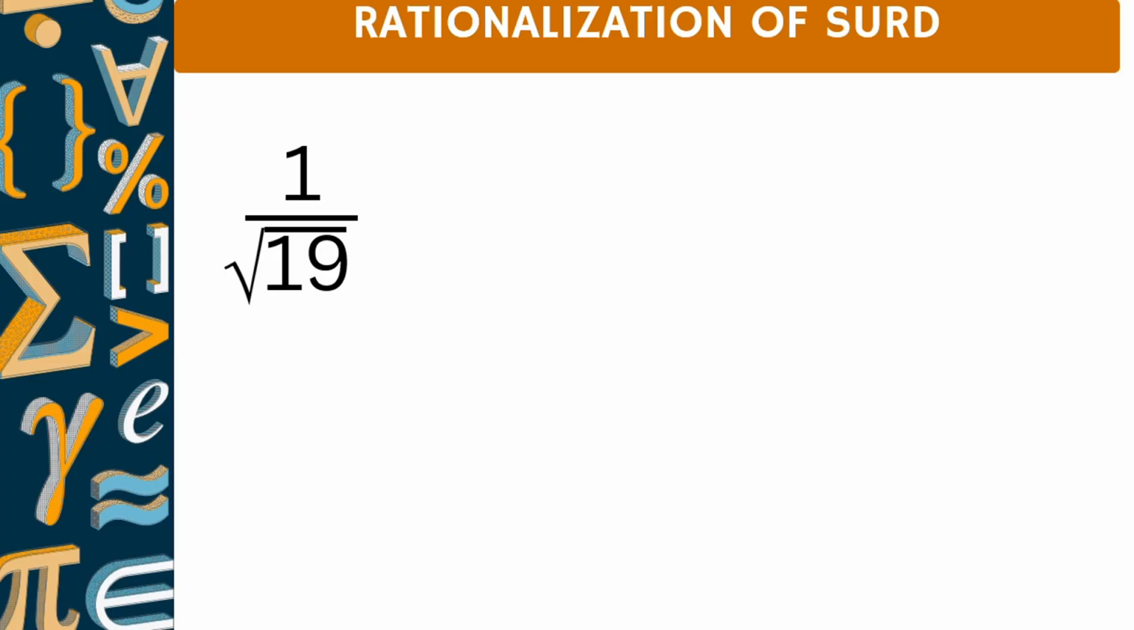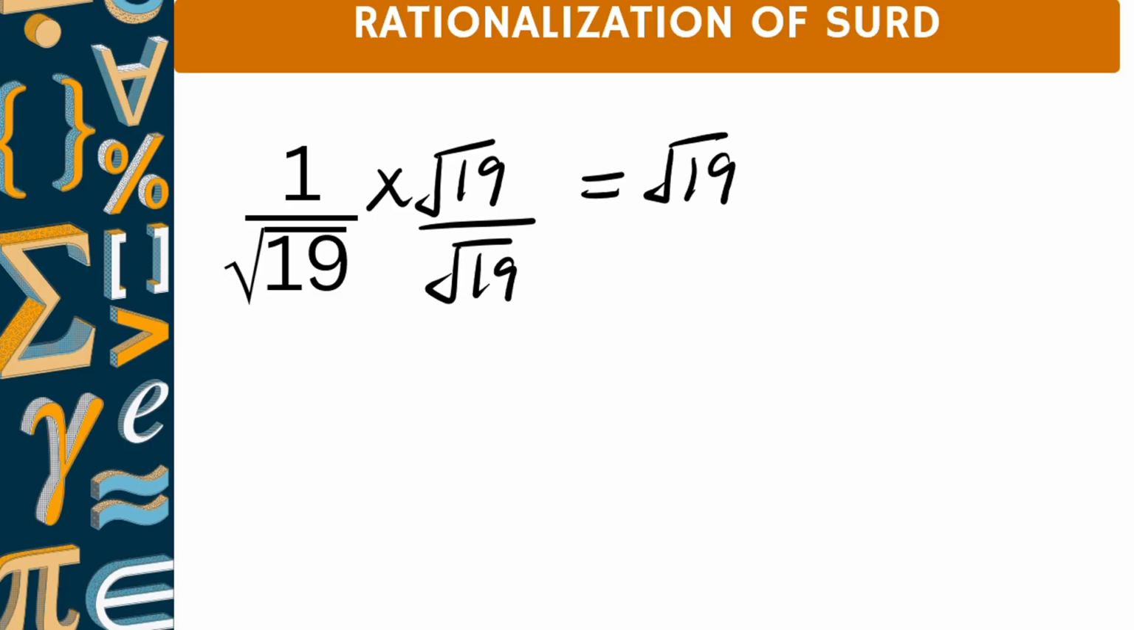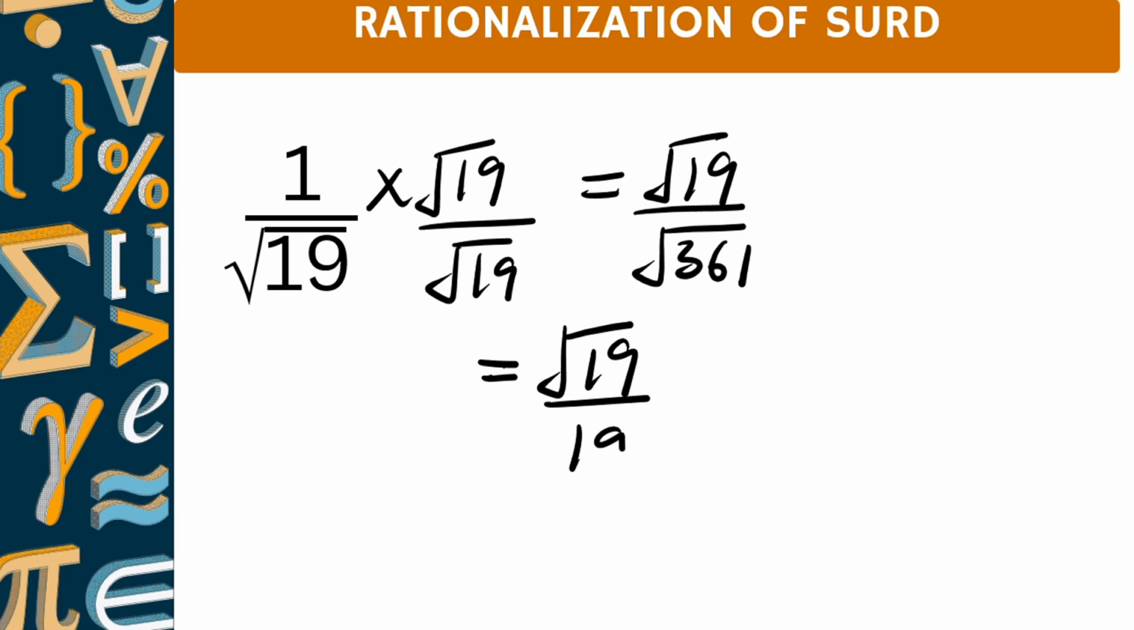In this question, we are asked to rationalize 1 over root 19. Therefore, we are going to multiply the numerator by root 19 and then the denominator by root 19. So this would be root 19 all over root 361. So therefore, simplifying further, I'll have root 19 over 19.